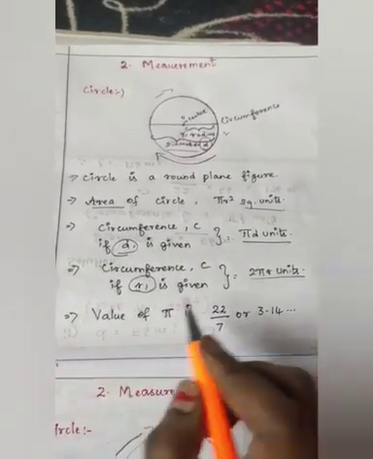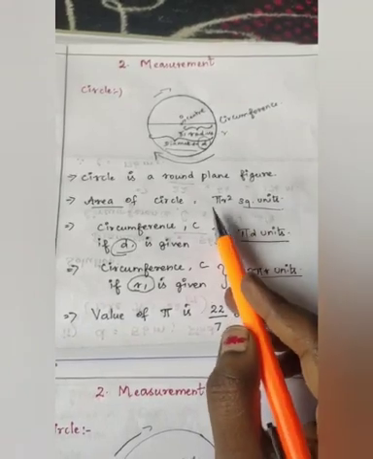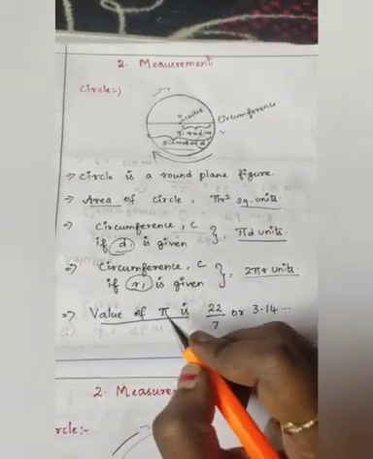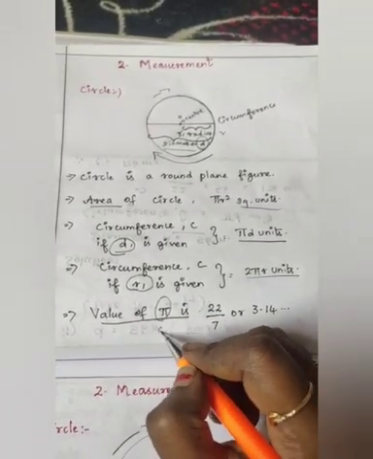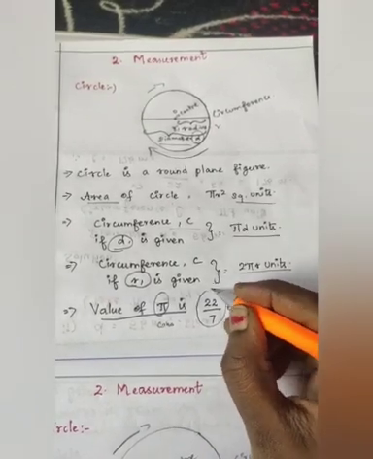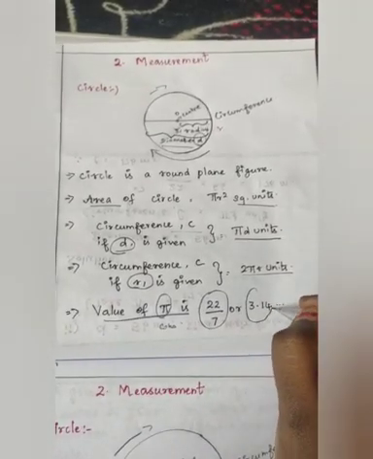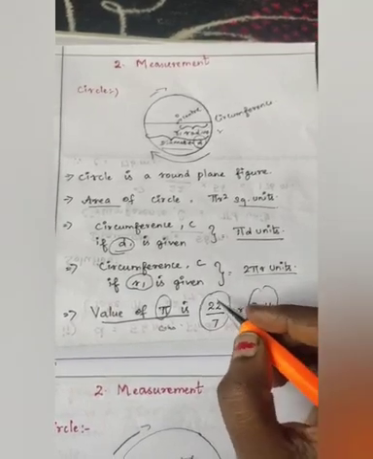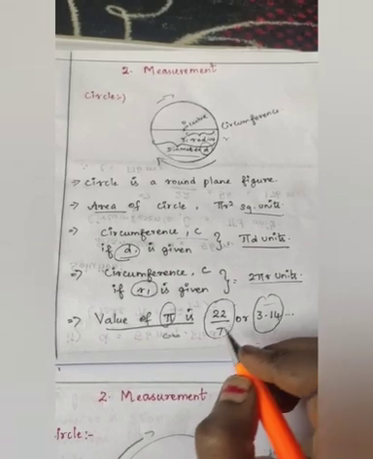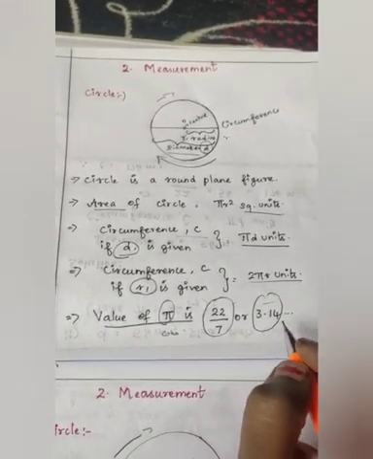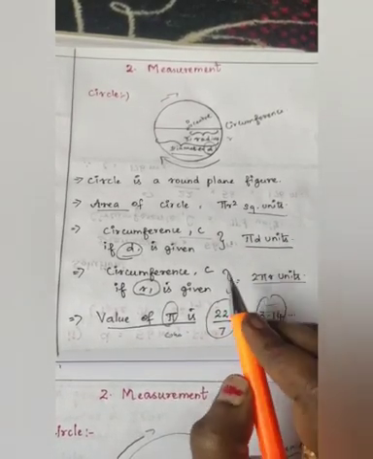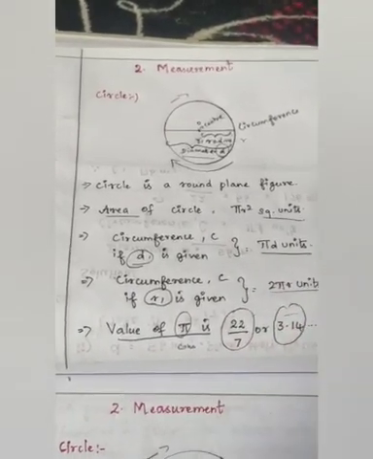Next, what does this pi stand for? The value of pi is one constant. Wherever you find this pi, we need to replace the pi with one of these two values. We can use this or else we can use this value. This is the value of pi. Before getting into this topic, these are the things you should know. Got it?